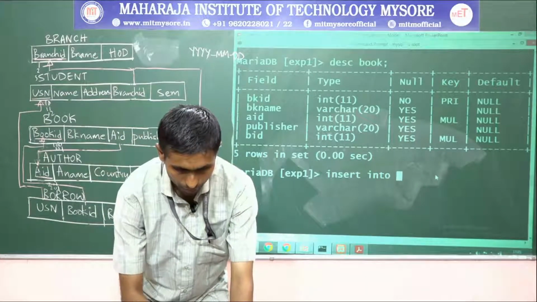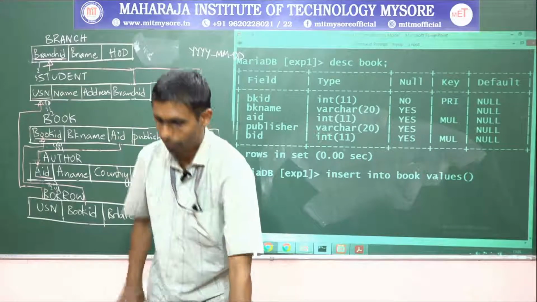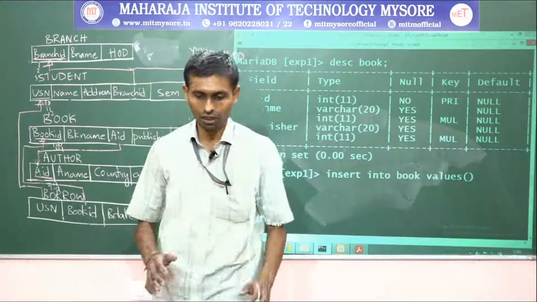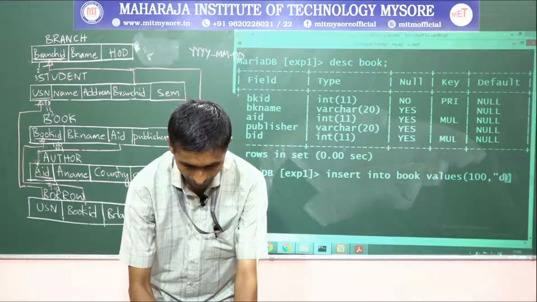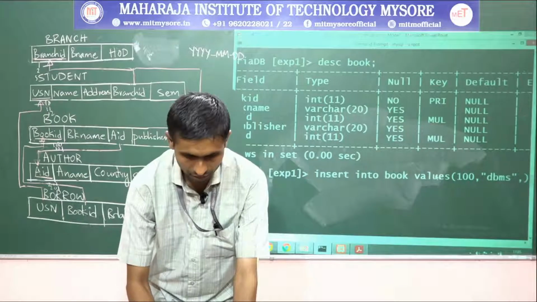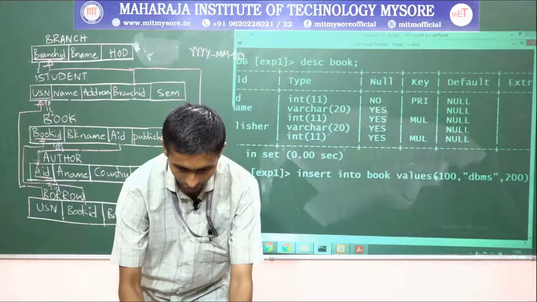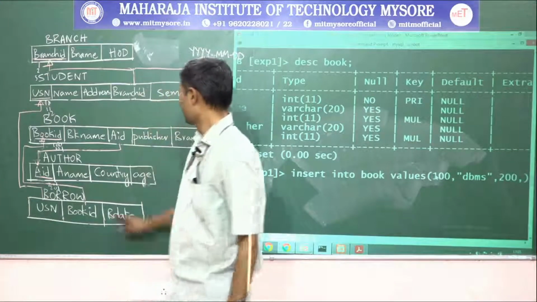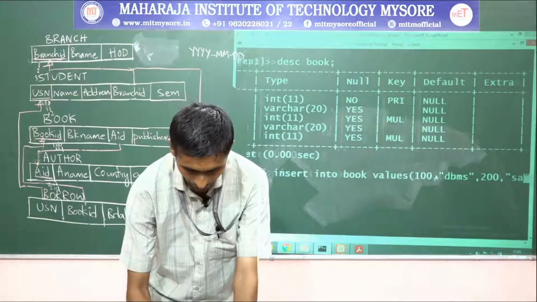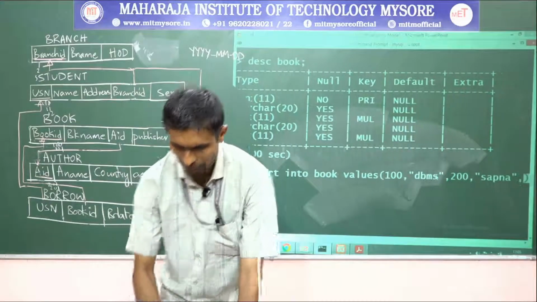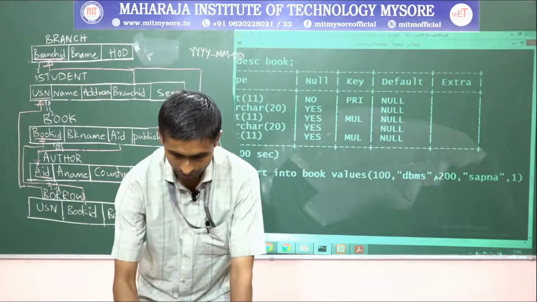insert into book values. So for a book ID, we will have a series like 100, 101 and so on, 100. For the book name, let me call it Dbms. Next, author ID, we have a series 200, 201, let me call it 200. And publisher, let me call it Sir Sapna. Publisher, something you can have, Tata McGraw, anything you can make use of. Branch ID, let me call this 1, that's it.